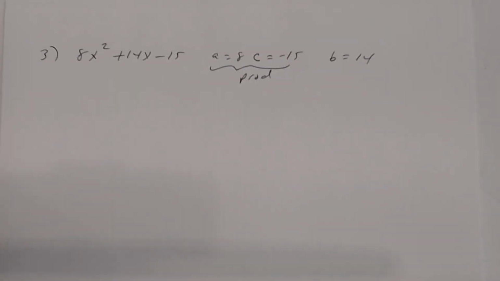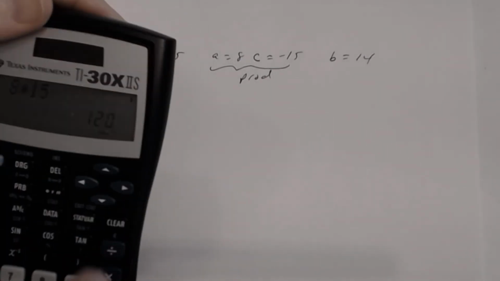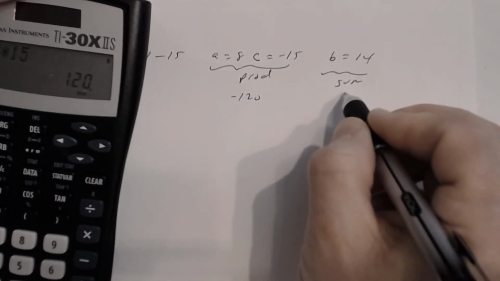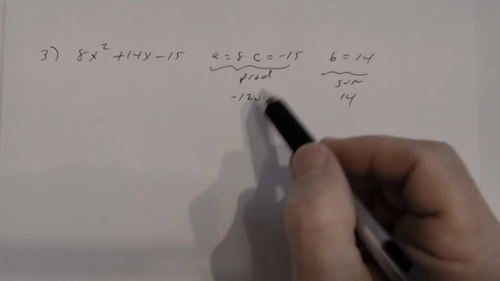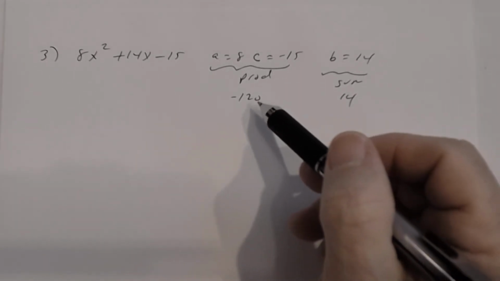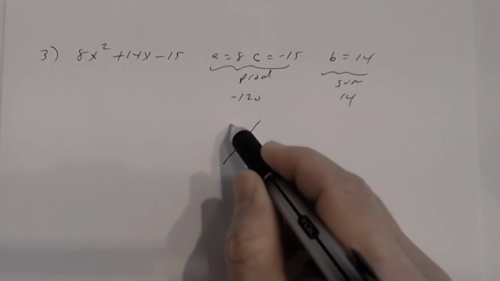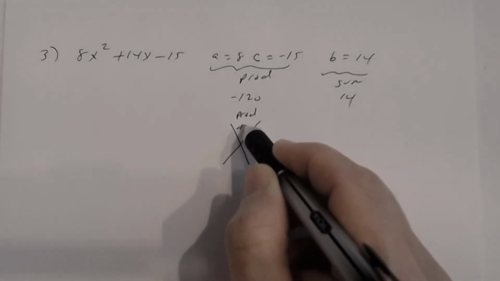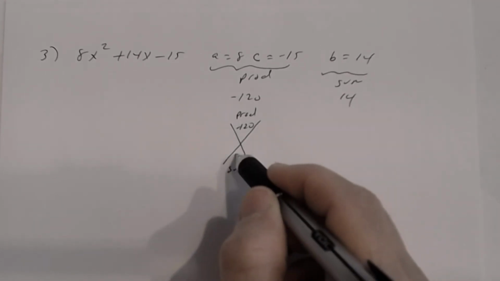So your product's going to be a positive times a negative, which is a negative. Let's see, 8 times 15 is 120. So your product's going to be negative 120, and you want your sum to be 14. Now that's going to be a little bit more challenging because there are many factors that go into 120. So you want to find two numbers whose product is negative 120 and whose sum is 14.